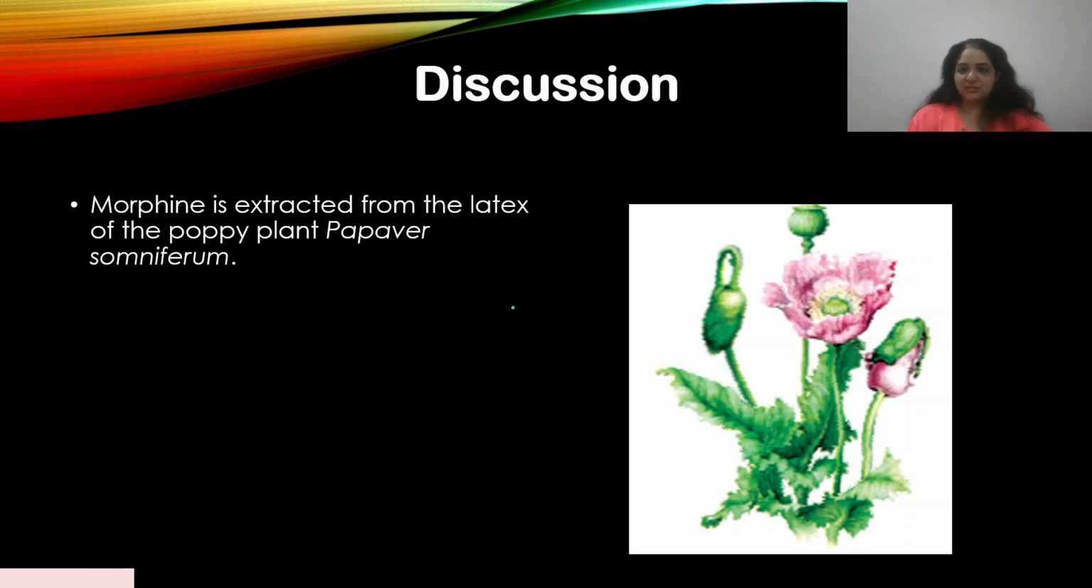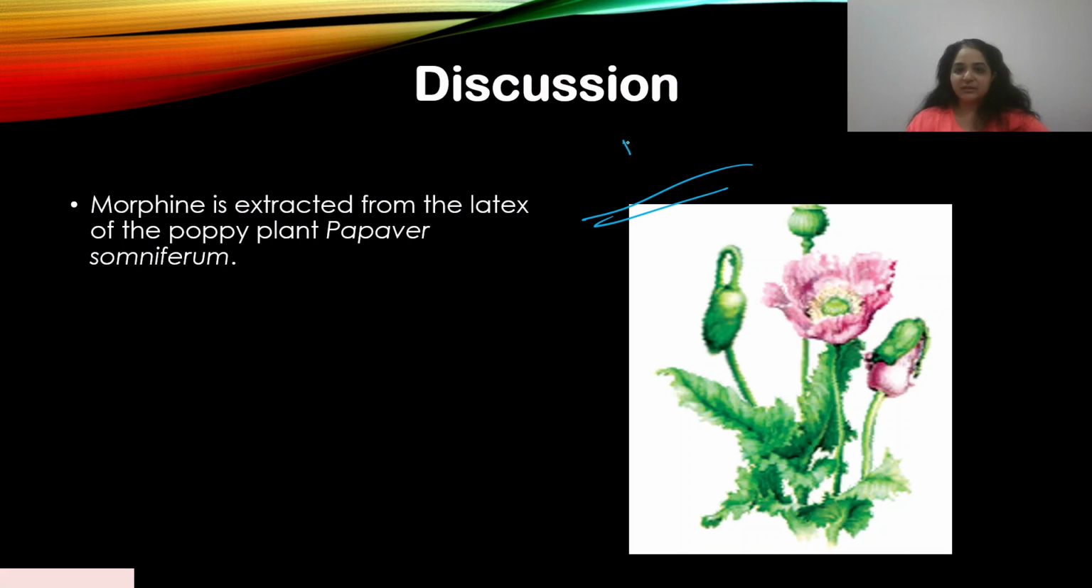So I guess smack is another word. Smack is an informal term for heroin. Like a street name. So anyway, we see the latex of the poppy plant, that's Papaver somniferum.